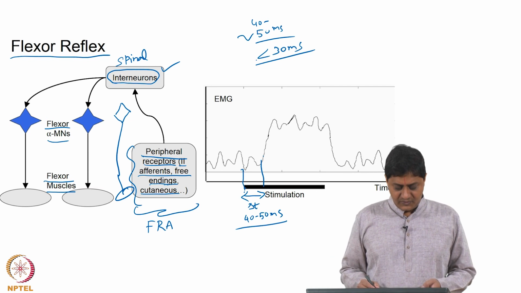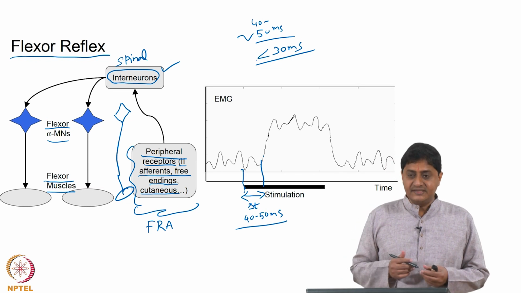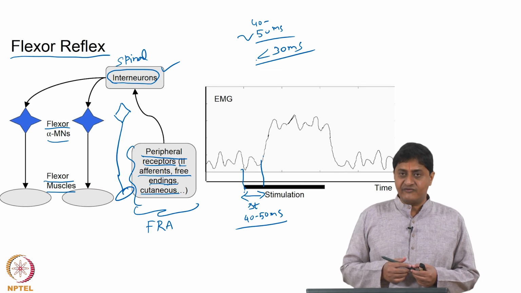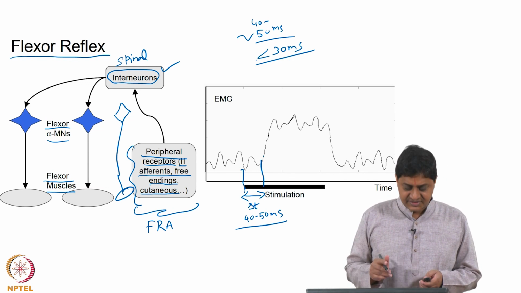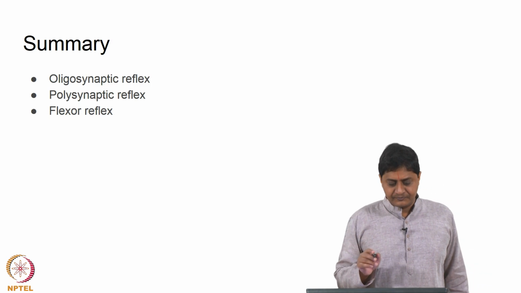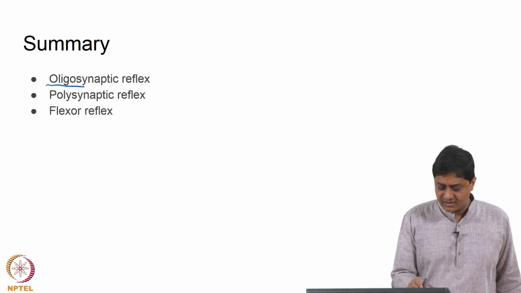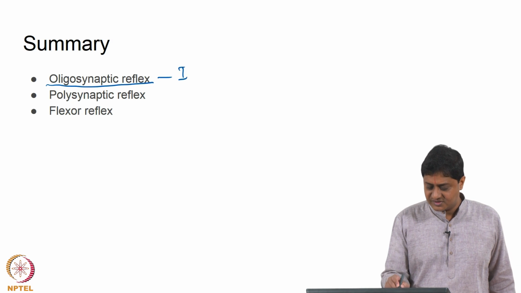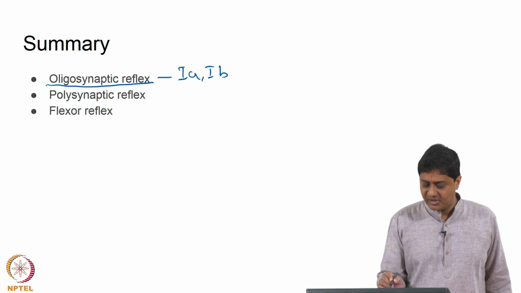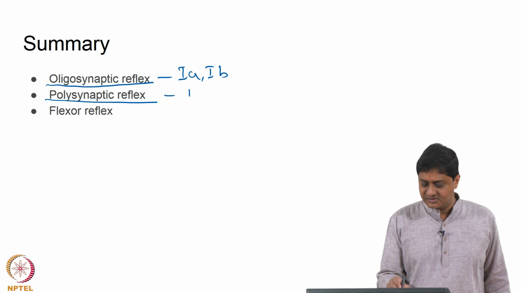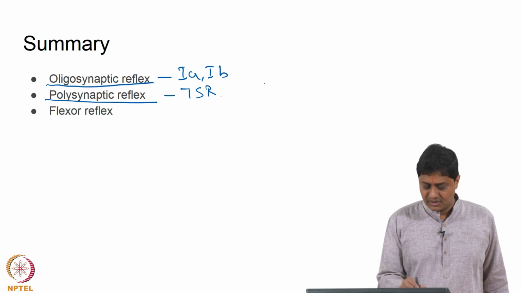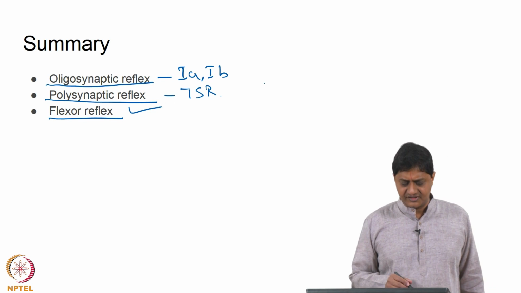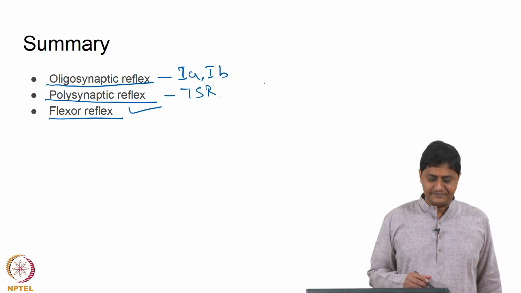Now, what also happens is the case of crossed extension reflex and other things which we will discuss in future classes. So, in this class, what we have seen so far is the oligosynaptic reflex, which is 1A, 1B, etc. Polysynaptic reflex, this is the tonic stretch reflex, flexor reflex, okay. And another example of the polysynaptic reflex is the flexor reflex, okay.